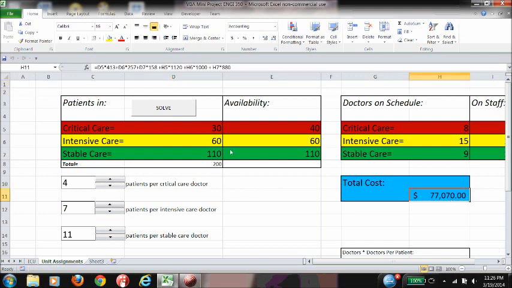It's located right here, and it's $77,000 per day that we're going to minimize costs. Now let's look back and go through the constraints to make sure they're all met.